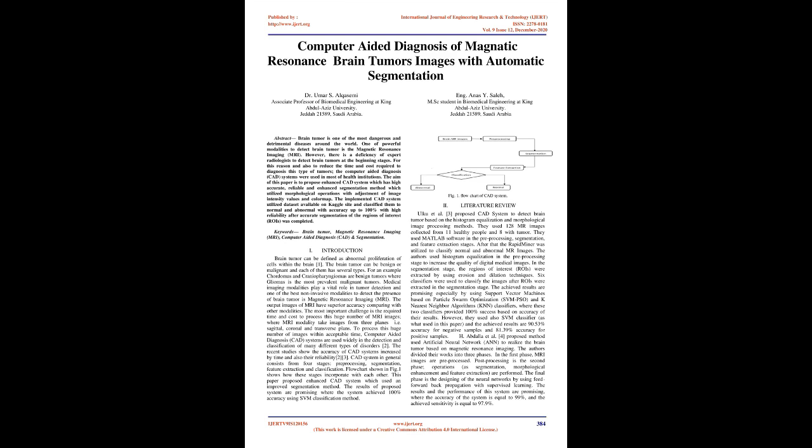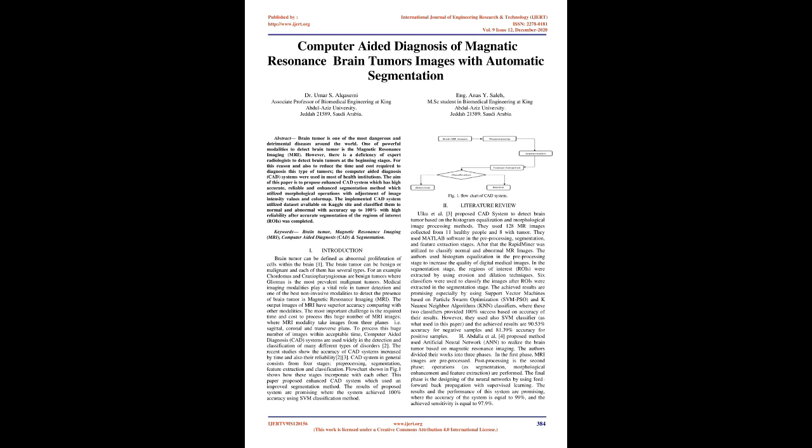2. Literature review. Alqasemi et al. 3 proposed a CAD system to detect brain tumor based on histogram equalization and morphological image processing methods. They used 128 MR images collected from 11 healthy people and 8 with tumor. They used MATLAB software in the pre-processing, segmentation, and feature extraction stages. After that, RapidMiner was utilized to classify normal and abnormal MR images.